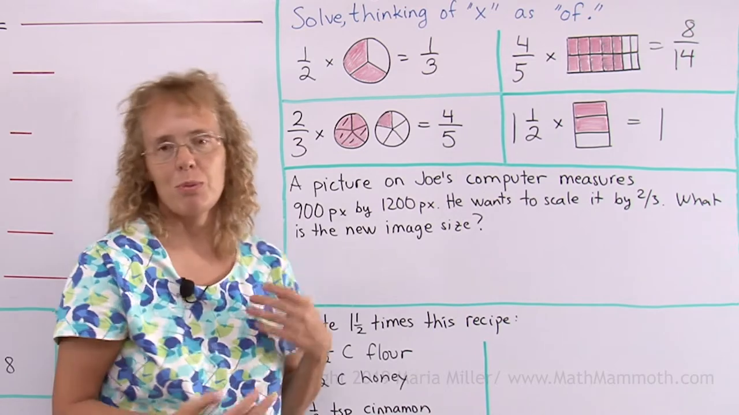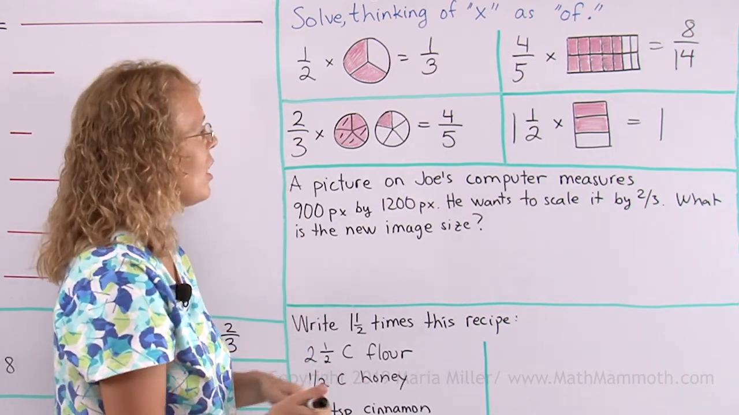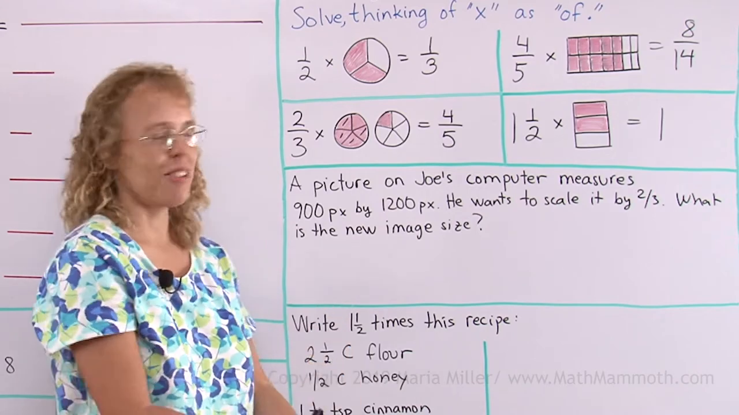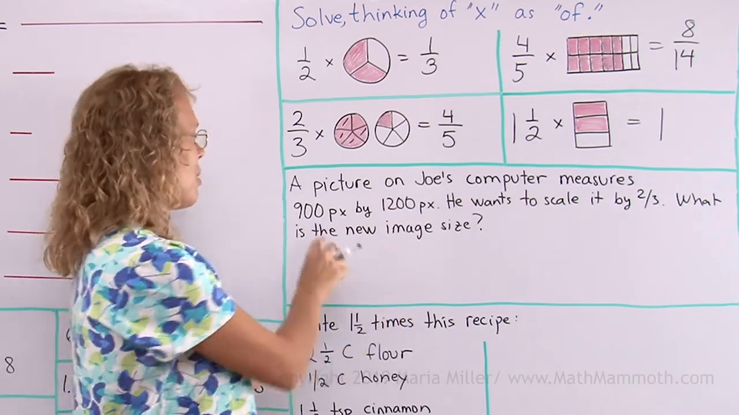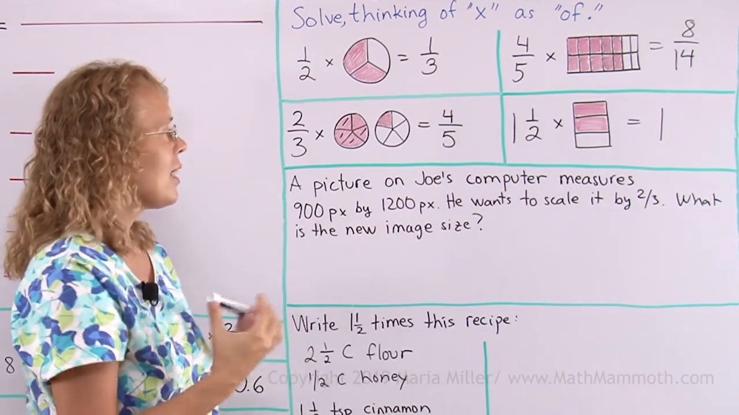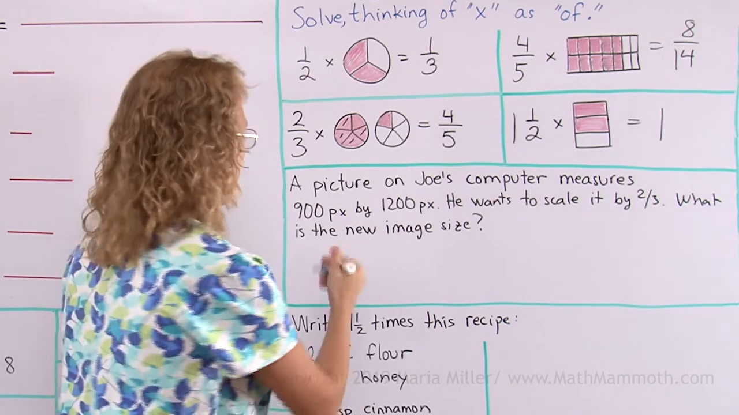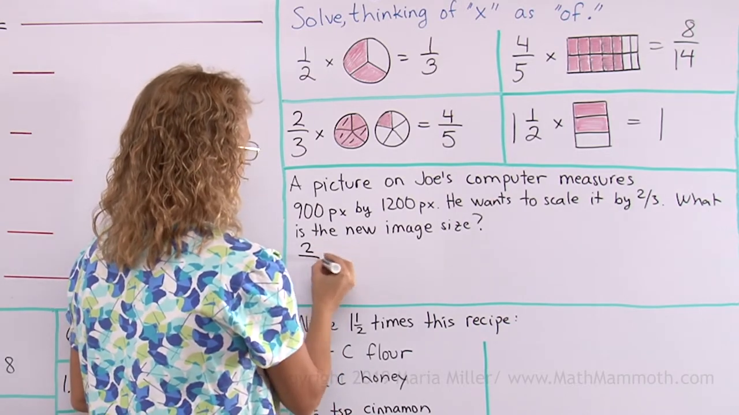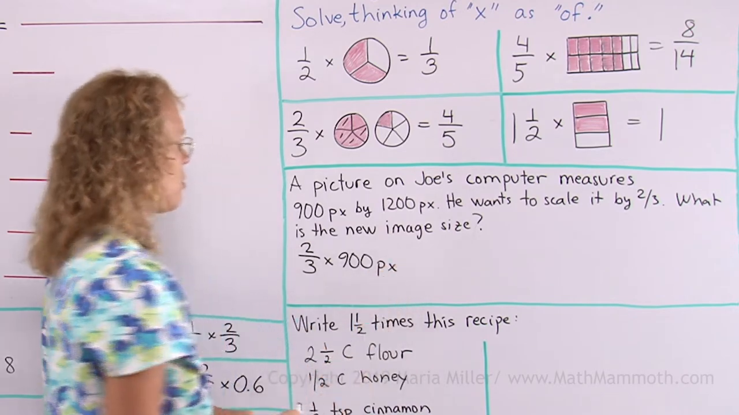Of course, all the computer programs do this for you automatically. You don't have to actually tell them the numbers. But we're going to be like the computer now and calculate. We will need to take 2/3 times this number. Scaling it by 2/3 means that we multiply by the 2/3, okay? Multiplying does the trick of resizing. This is the calculation we will do.